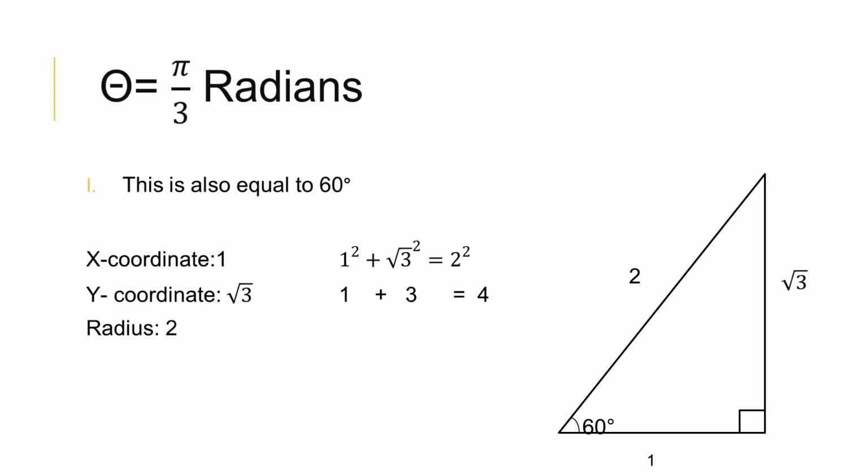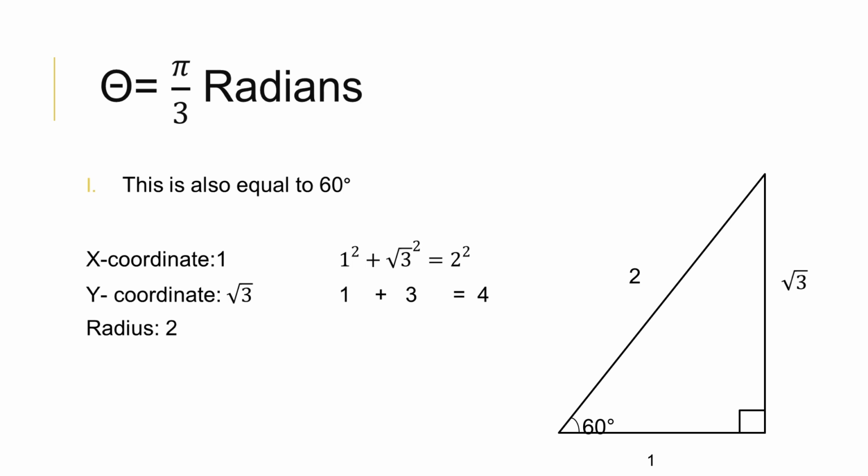For pi over 3 radians, or 60 degrees, the x-coordinate is shown as 1, the y-coordinate is shown as rad 3, and the radius is shown as 2. From the Pythagorean theorem, 1 squared plus rad 3 squared equals 2 squared, or 1 plus 3 equals 4.